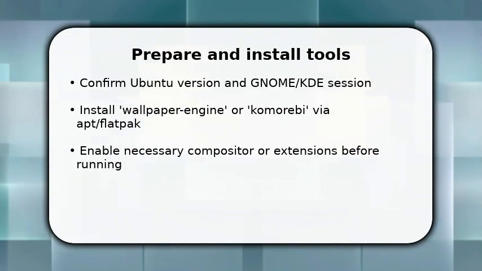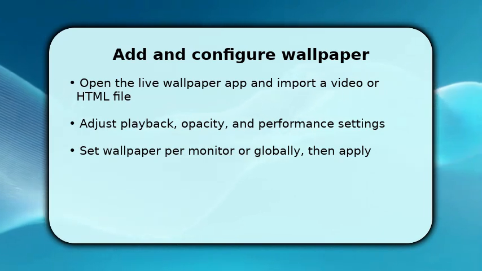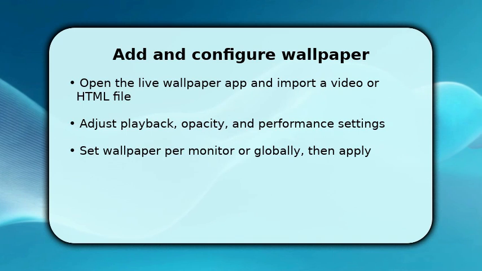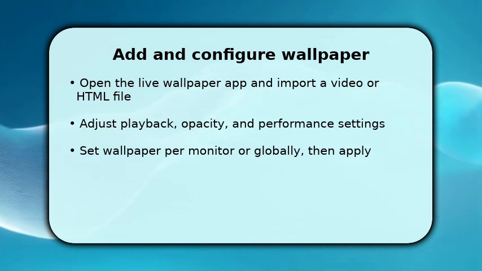You open the Live Wallpaper app and import your chosen video, GIF, or HTML canvas. You can drag files or use the import menu. Next, configure playback options like frame rate, loop, and whether audio plays, and reduce resolution or opacity if performance suffers.